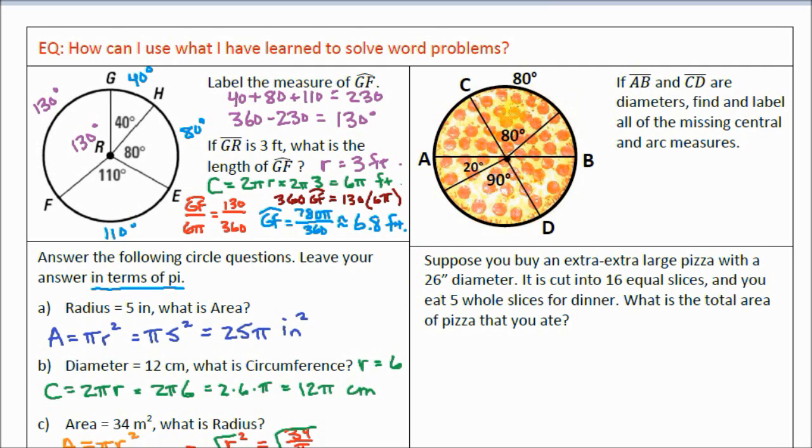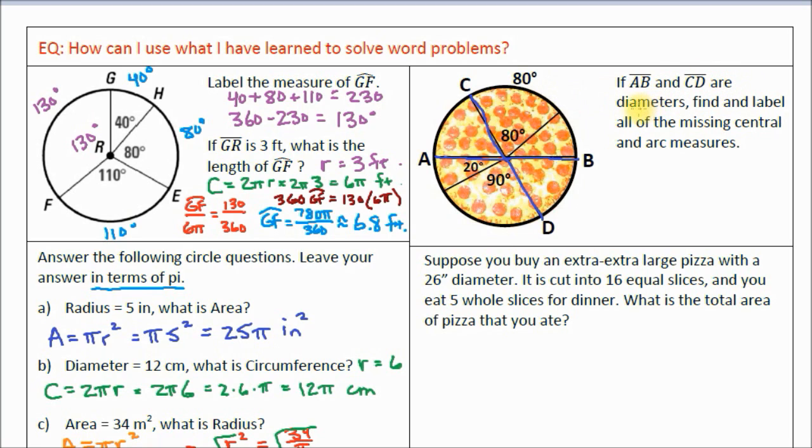If we have a pizza here, and segment AB and segment CD are diameters, so they're not telling us that every segment is a diameter, just these. I'm going to highlight these. So I know that AB is a diameter, and I know that CD is a diameter. All right, so I know those divide the circle into two exact halves of 180 degrees.